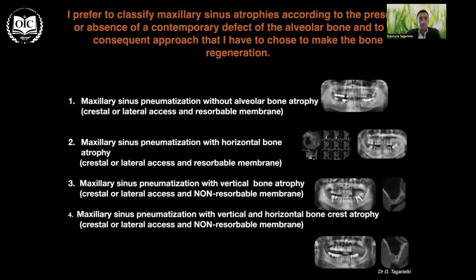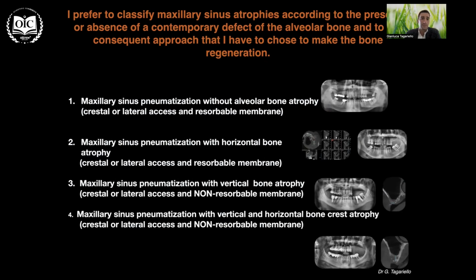I prefer to use a classification according to the presence or the absence of alveolar bone atrophy. With this classification, I can decide what kind of device and which kind of approach I have to use for the bone regeneration. So I divide maxillary sinus pneumatization without alveolar bone atrophy. In this case, I can decide to use a crestal or lateral access and a resorbable membrane.